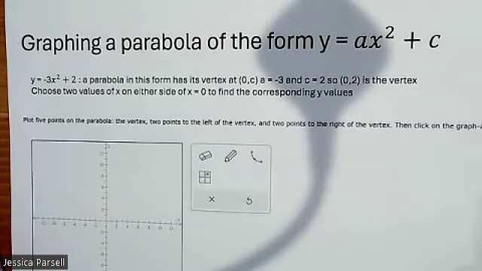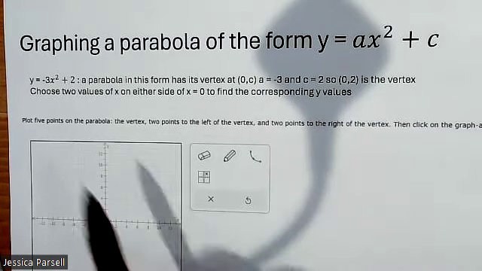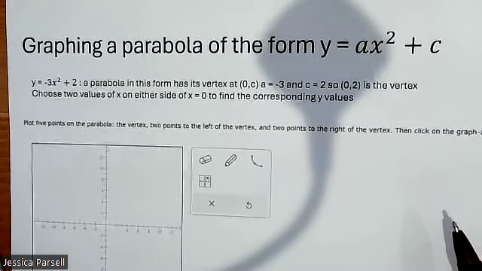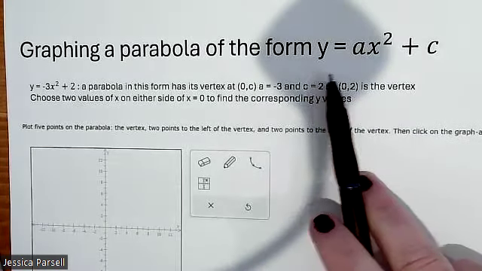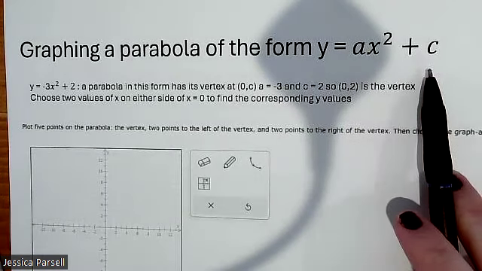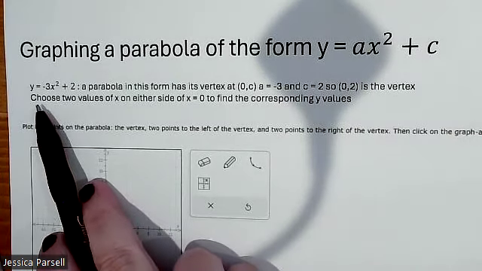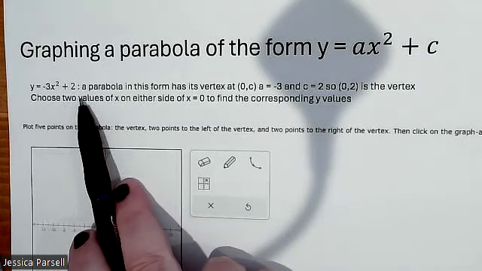All right, so we're picking up where we left off. Now we're going to look at how to graph a parabola if it happens to be in this format here, y equals ax squared plus c. So here's our example problem. y equals negative 3x squared plus 2.